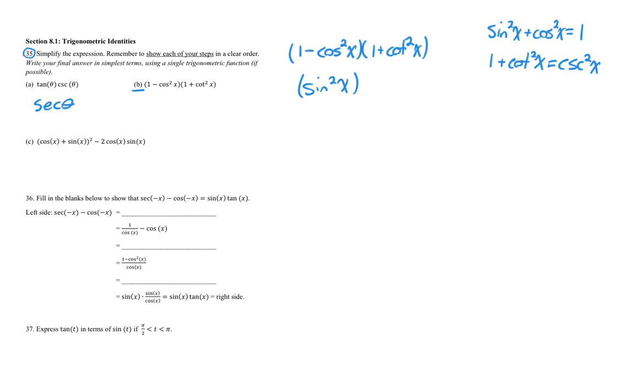So this is cosecant squared x. And then we can write cosecant in terms of sine. So we have sine squared x times cosecant squared, which is 1 over sine squared x. So those will cancel each other out. We just get 1.